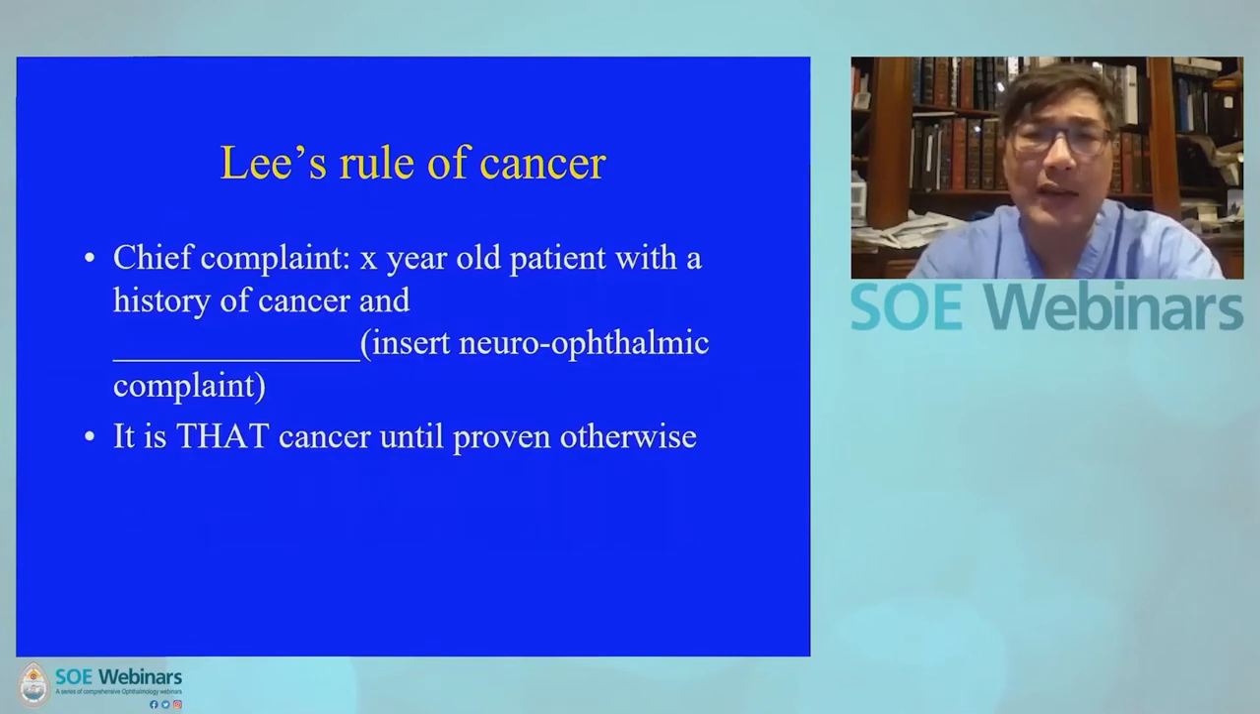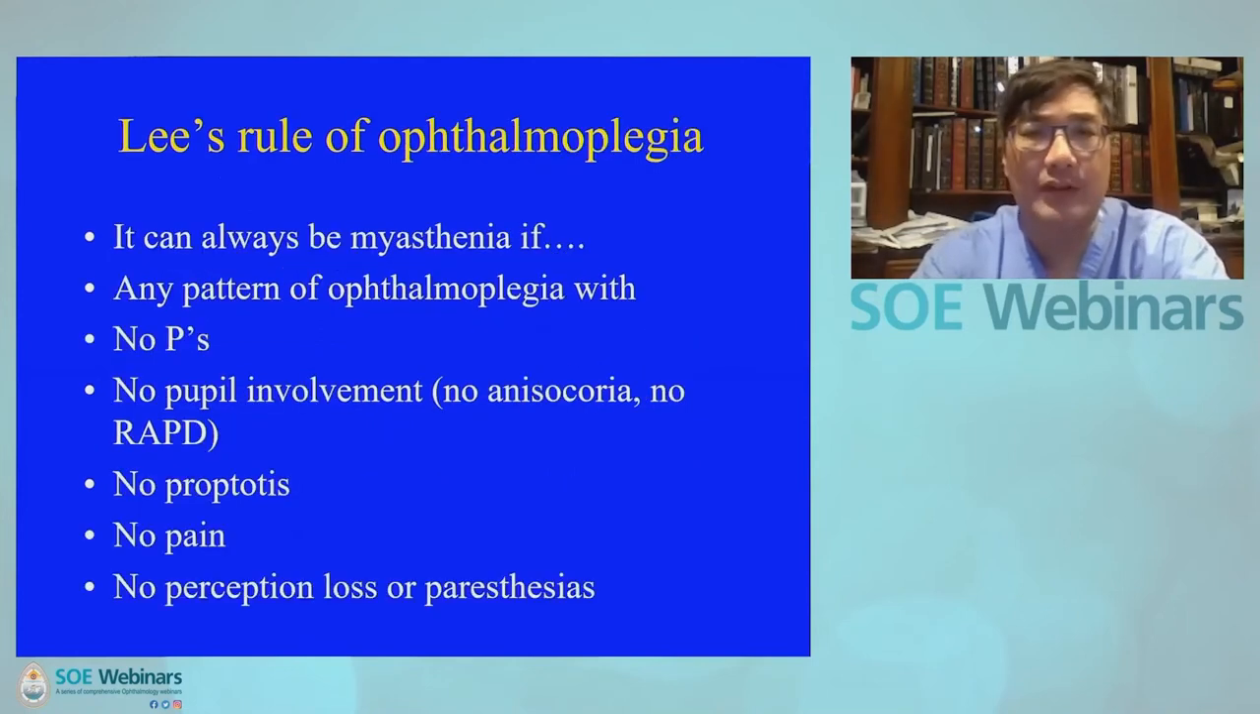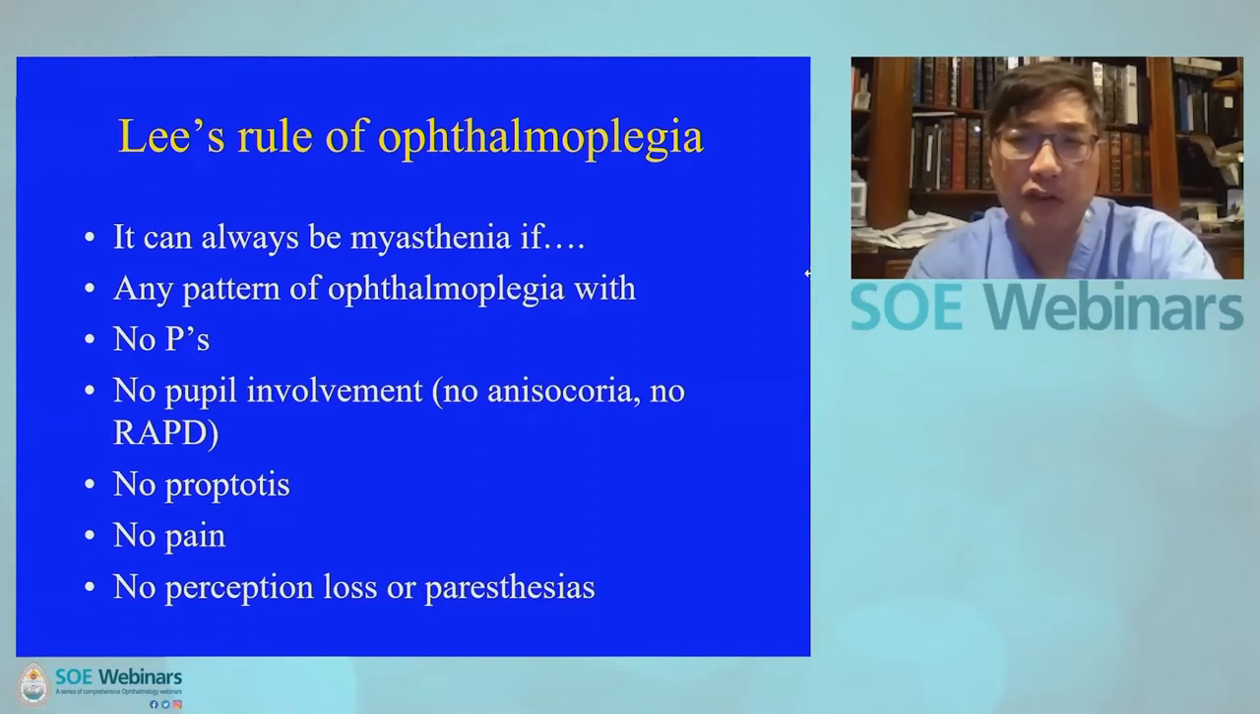So Lee's rule of cancer: if the chief complaint is any age, old patient with a history of cancer, insert cancer, and any neuro-ophthalmic complaint, it is that cancer until proven otherwise. You should know that it can always be myasthenia gravis, especially if there are no P's. So the reverse is also true.